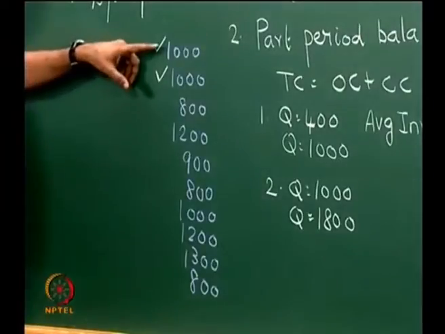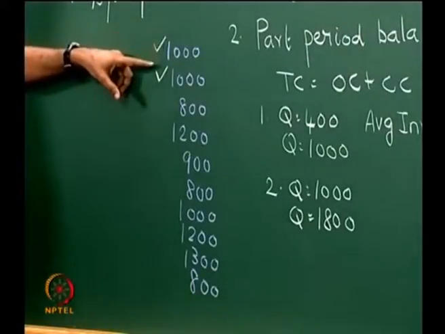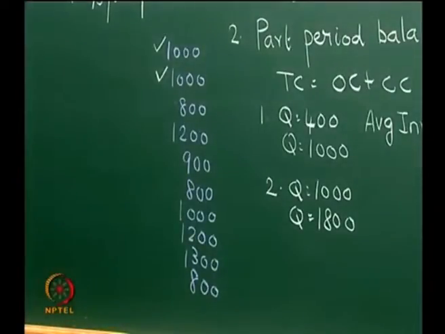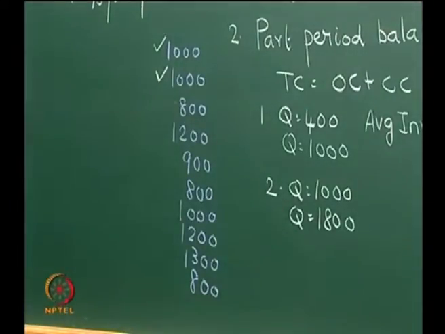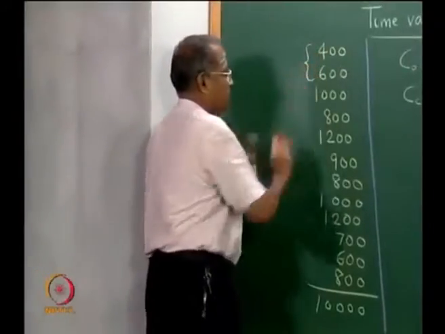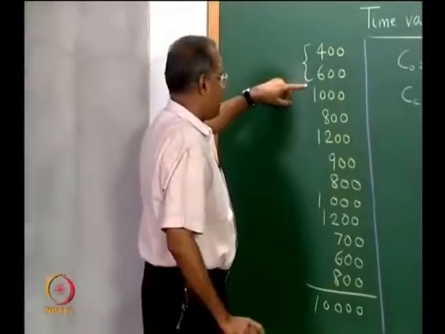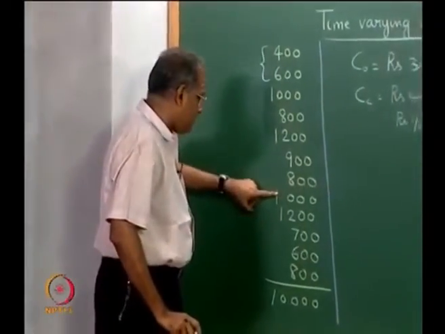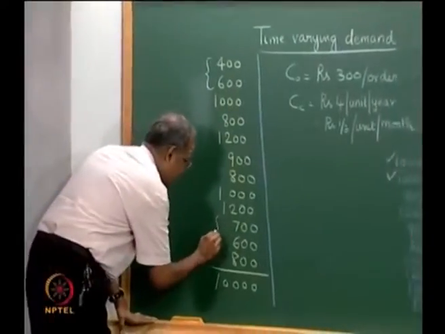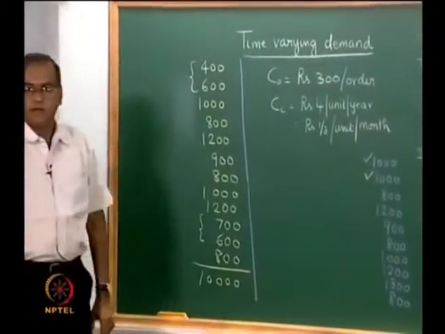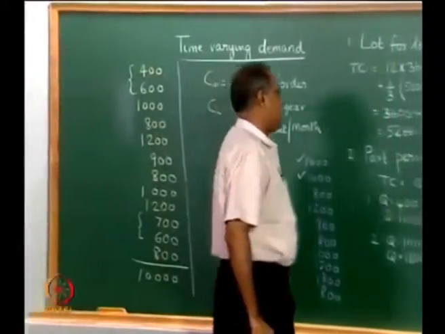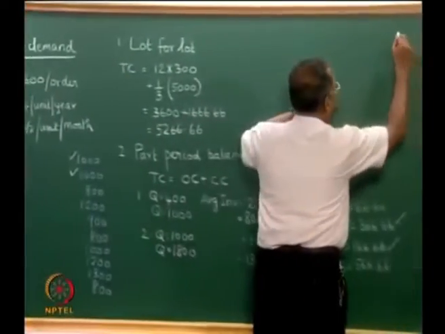So, this would ask us to order 1, 2, 3, 4, 5, 6, 7, 8, 10 times in the 12 months. These two are coupled together for 1000. 1000 remains, 800, 1200, 900, 800, 1000, 1200. There is another bunching here, 1300 and another 800. So, what is the cost associated with part period balancing?